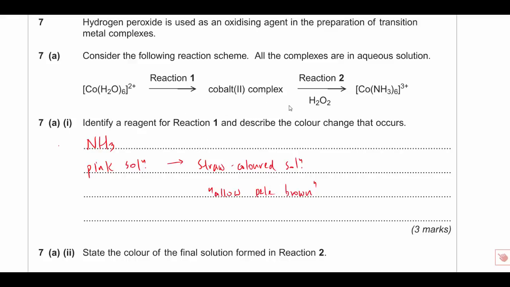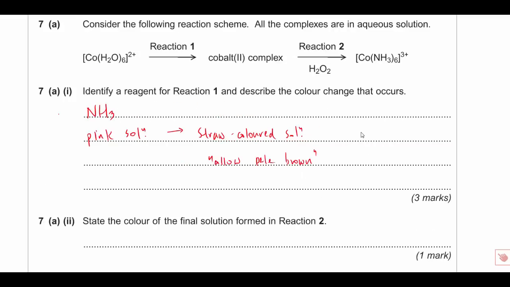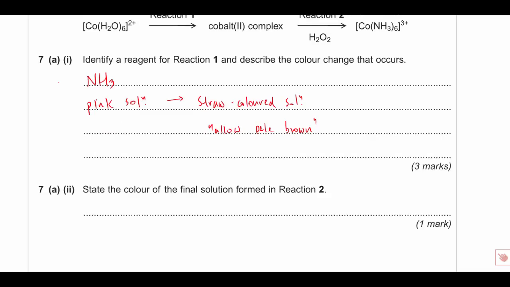So identify a reagent and describe the colour change. So colour change from the colour to the next one. There's your 3 marks. State the colour of the final solution formed in reaction 2. Well, the oxidation turns it to the 3+ here. Turns it dark brown.